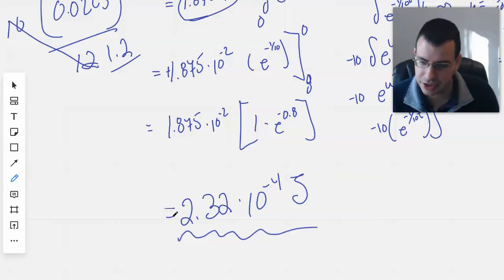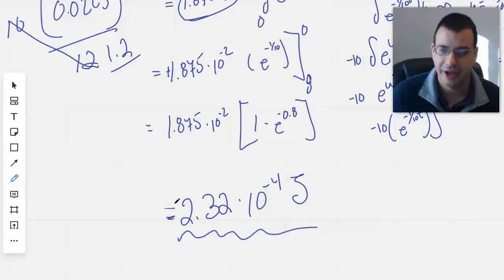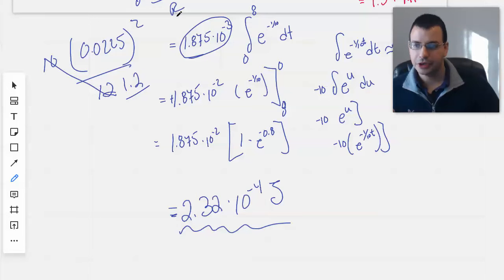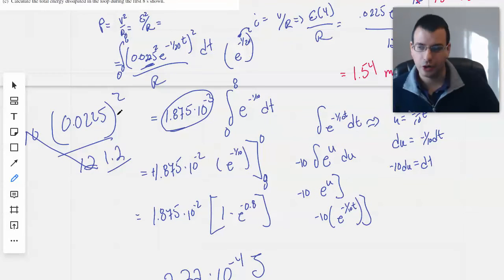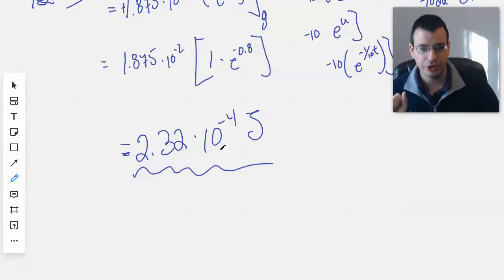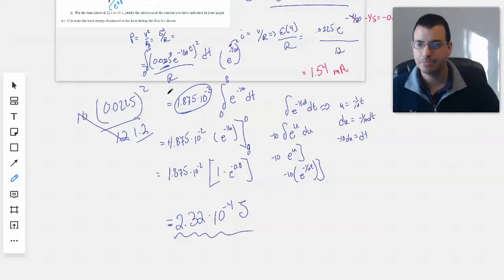There's a phrase that smooth is fast, fast is smooth. And the idea is if you focus on good technique and not making major mistakes, then life will go smoother. So the mistake I should have avoided there was forgetting to square. That when I squared it, I forgot to square the constant. So 2.32 times 10 to the negative 4th joules. That's a J, just in case you had trouble seeing.